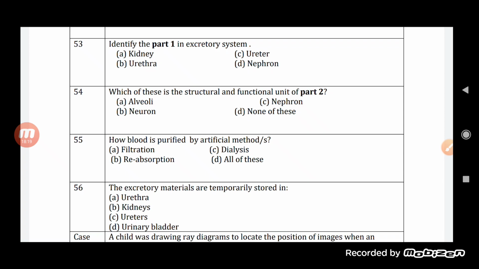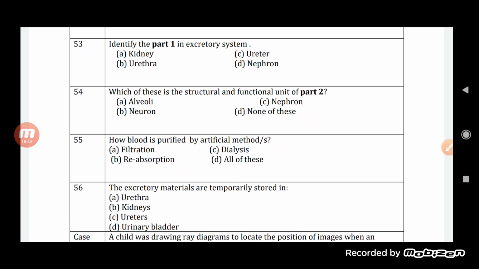Okay, filtration is there, reabsorption is there. So blood is purified by the process of dialysis. Although filtration and reabsorption will take place, the correct option is dialysis. So here we can say that blood is purified with the help of this device, with the help of the process that is dialysis.